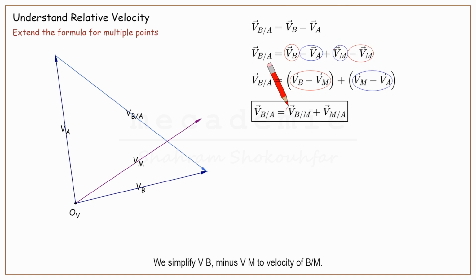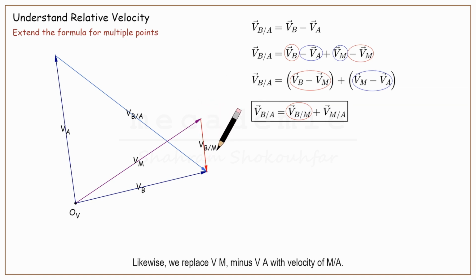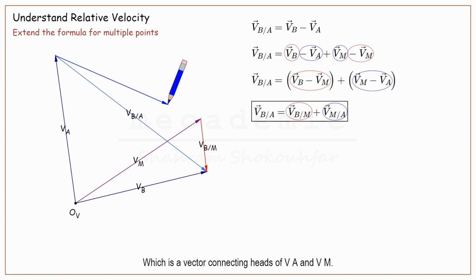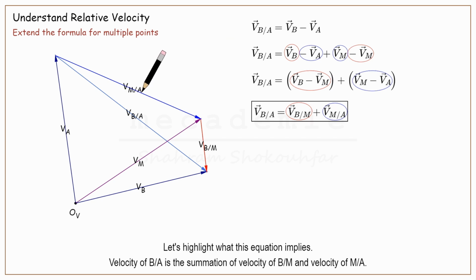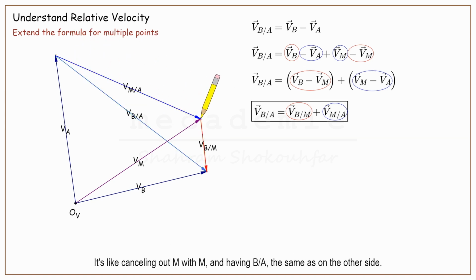We simplify VB minus Vm to velocity of B with respect to M, which is a vector connecting heads of Vm and VB. Likewise, we replace Vm minus VA with velocity of M with respect to A, which is a vector connecting heads of VA and Vm. Let's highlight what this equation implies. Velocity of B with respect to A is the summation of velocity of B with respect to M and velocity of M with respect to A. It's like canceling out M with M and having B with respect to A, the same as on the other side.